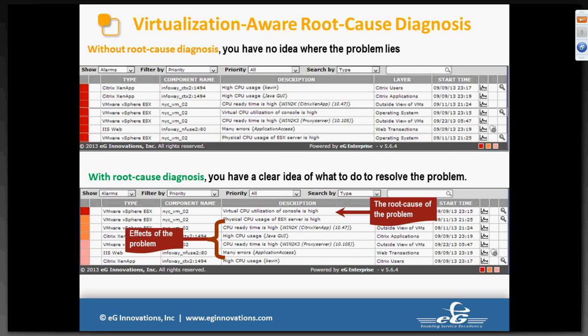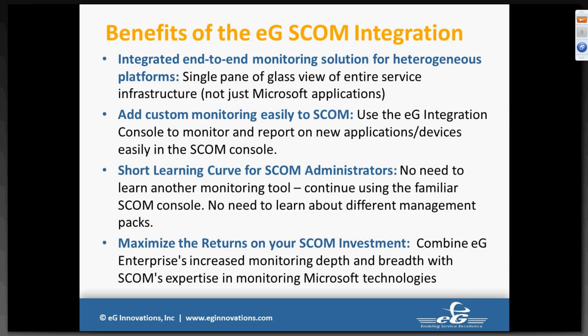Hopefully, this demonstration has given you an idea of how the integrated EG SCOM solution works. Here are some of the key benefits for the administrator. Firstly, administrators can use the SCOM console to get a single pane of glass view of the infrastructure. Administrators who are familiar with SCOM do not have to learn another tool to monitor their non-Microsoft environment. They also do not have to deal with multiple management packs. One solution, the EG Enterprise solution, will provide you with monitoring capabilities for all the other application tiers that you don't have management packs for today with SCOM.